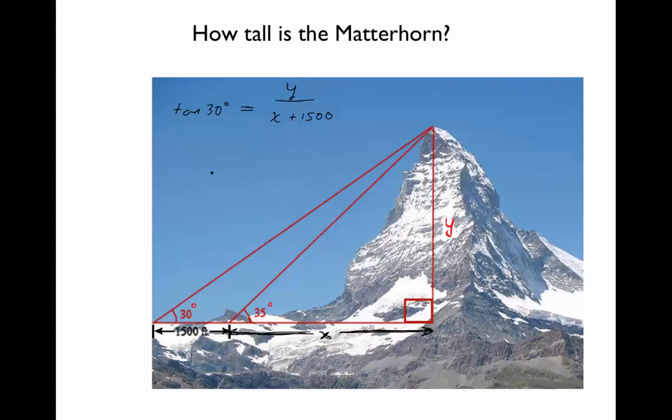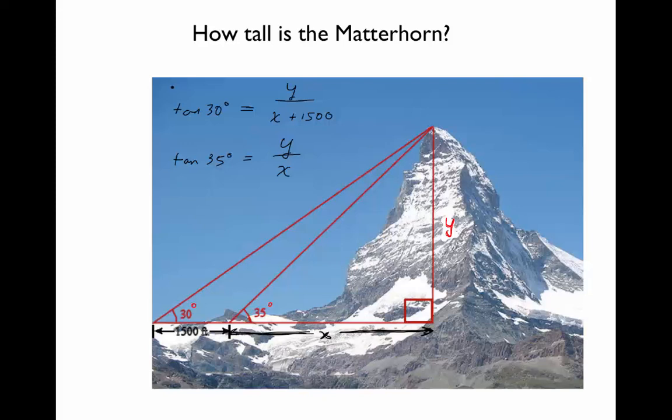Okay, Brandon, tell me about tangent of 35. Opposite over adjacent. So y over x plus 1500? Or no, just x. Yeah, y over x.